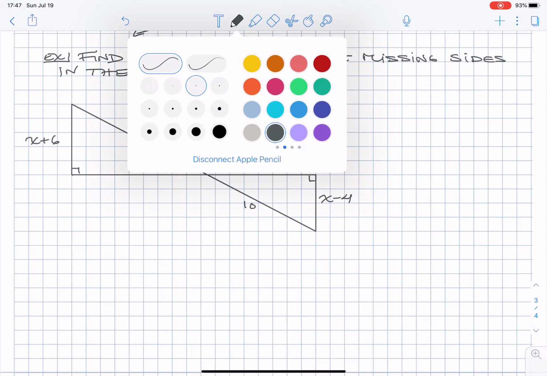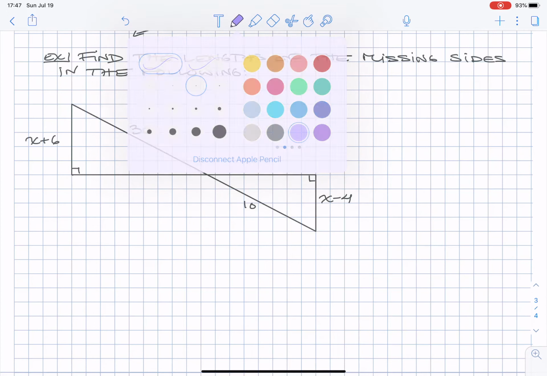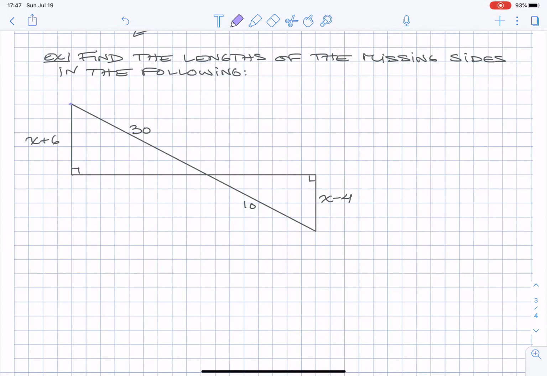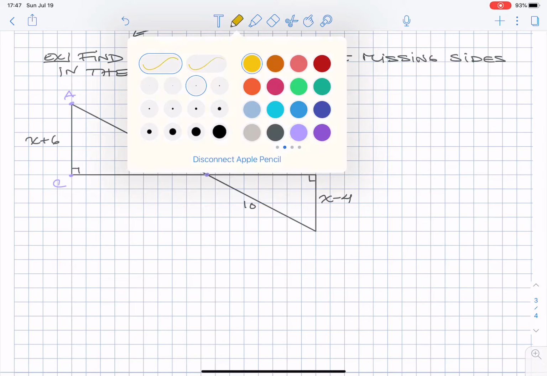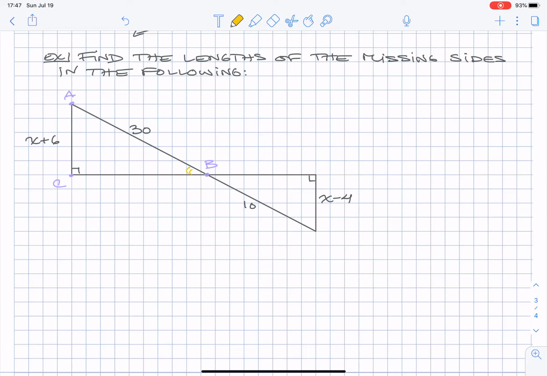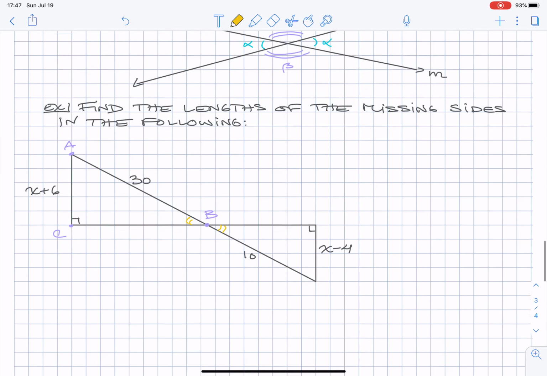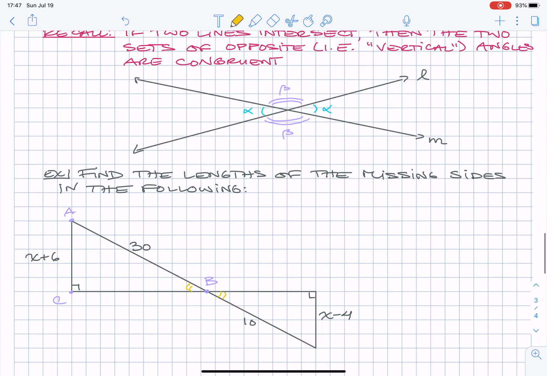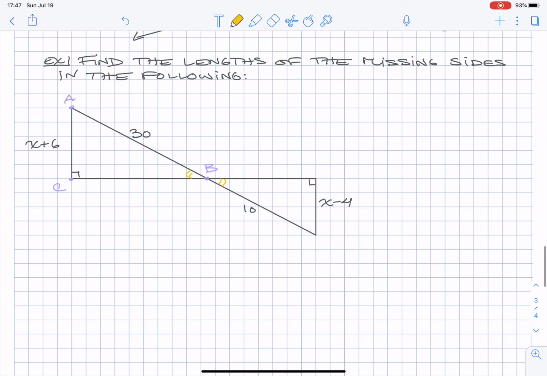Okay, so I'm going to name these. Let's call this A, B, C for this first triangle. And what do I know about the angle here? Well, those look like vertical angles, right? So I know that the measure on either side of B must be the same. And let's call this point E and D.